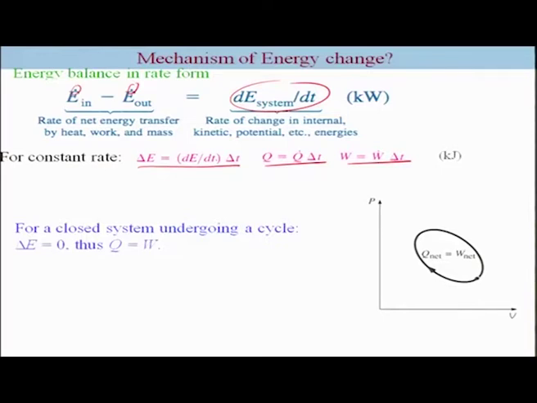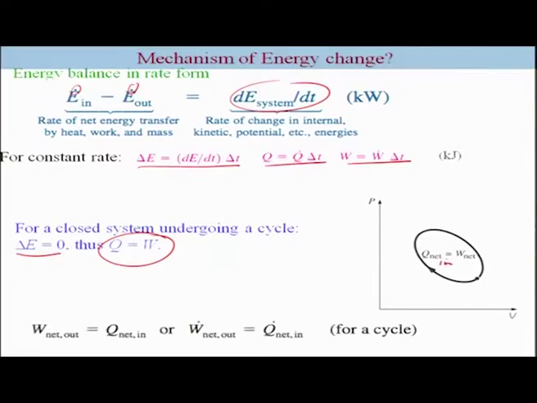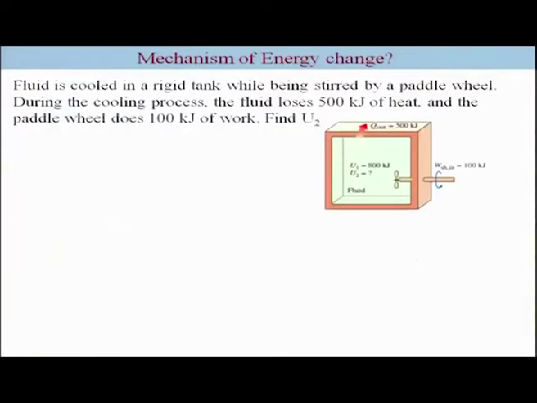For a closed system undergoing a cycle, of course, delta E is equal to 0, and in that case the net heat supplied is equal to net work out, that means Q net is equal to W net. Remember, this is nothing but this is in, and this is going to be out, for a cycle. That means net heat supplied is equal to net work done by the system. So with these basic definitions and review of the first law, we are going to end this lecture with a simple example.